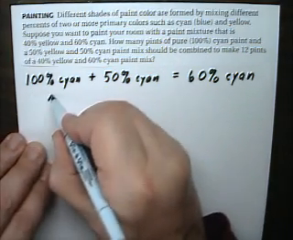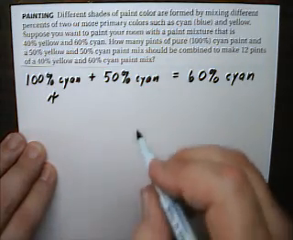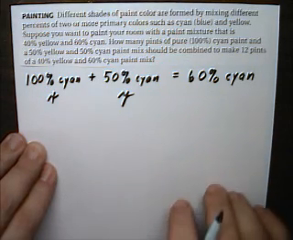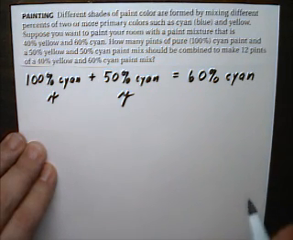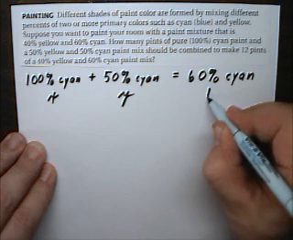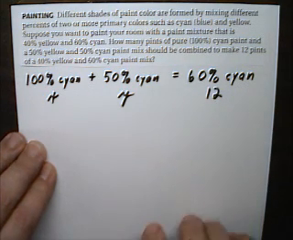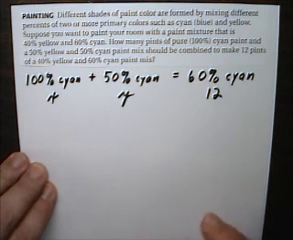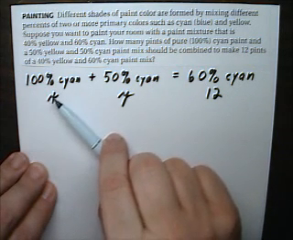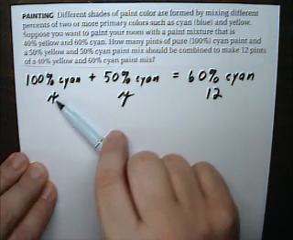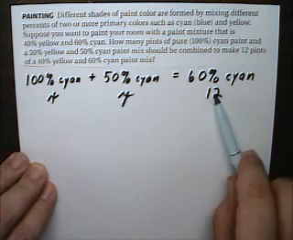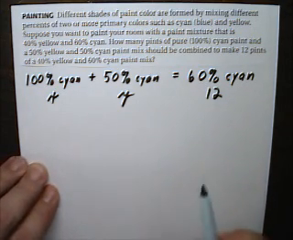So I'm going to take x pints of this cyan, that's 100%, and I'm going to mix it with y pints of the 50% cyan, and I have to come up with 12 pints of the 60% cyan. So as usual, we take the amount times the percentage, and this amount times this percentage, and that's going to be one of our equations.